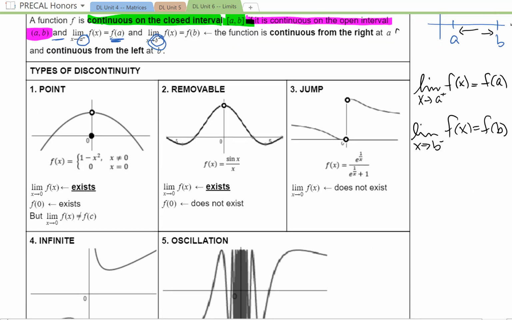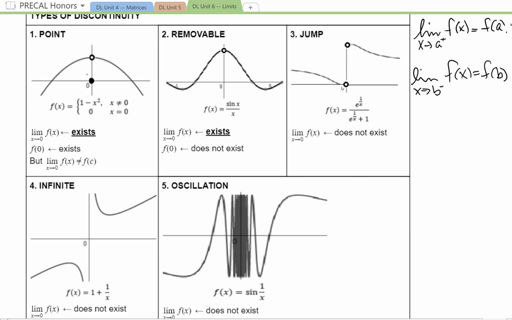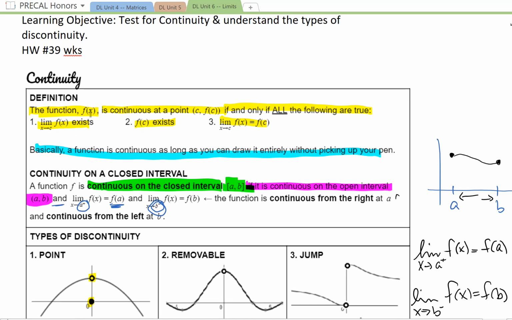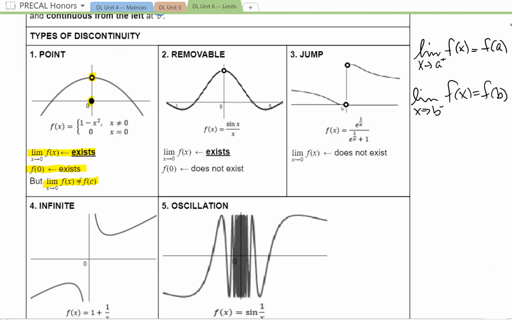The types of discontinuity are here. You have point discontinuity, which takes place literally at just one point. It's like a point from the function has been plucked out and put somewhere else. The limit exists, the value of f of 0 exists, but they're not the same, okay? And that is the definition of continuity. The limit needs to exist, the value needs to exist, and they have to be the same.